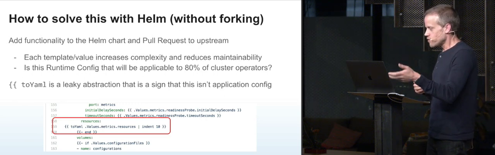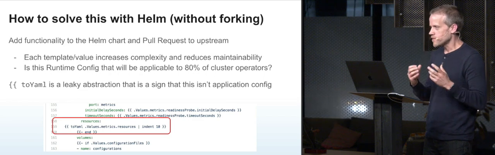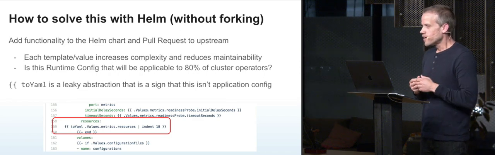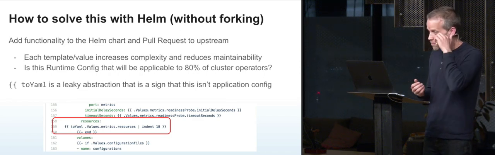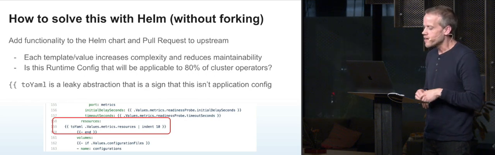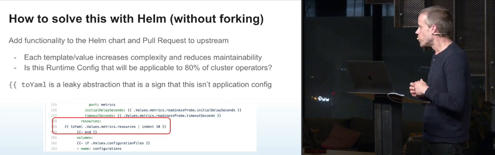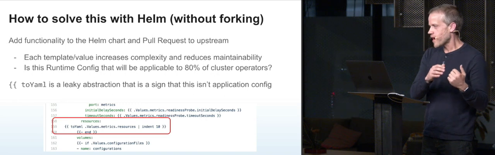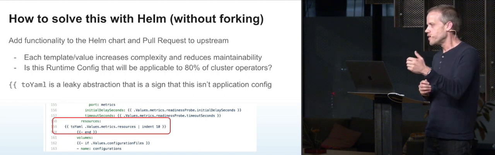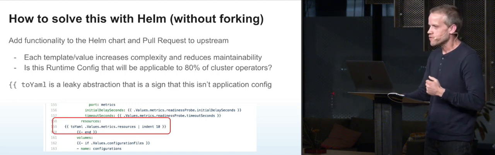If anybody's actually used Helm before or written a Helm chart, one of the Helm templates is toYaml. And that just shows that it's a leaky abstraction that Helm has around the Kubernetes API. If you see this and it says toYaml, you're literally passing Kubernetes runtime config in through Helm, which is just writing it right back out to the Kubernetes API.